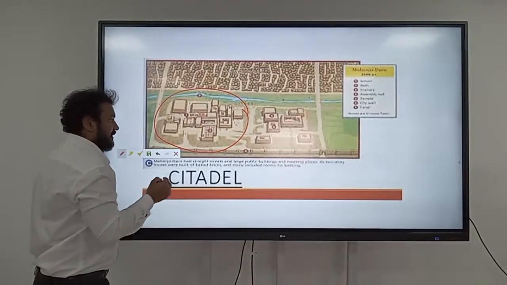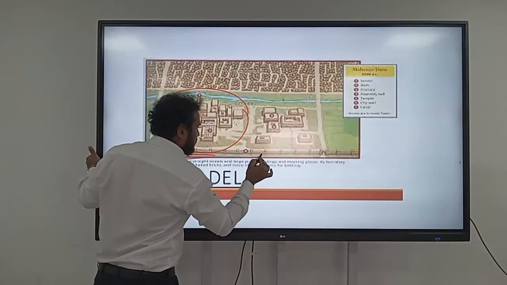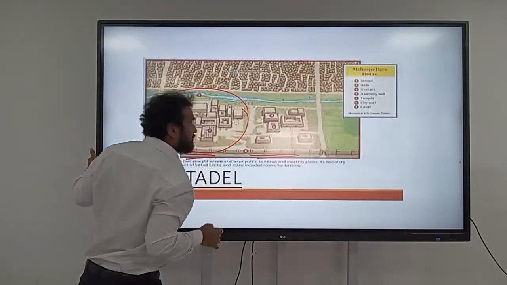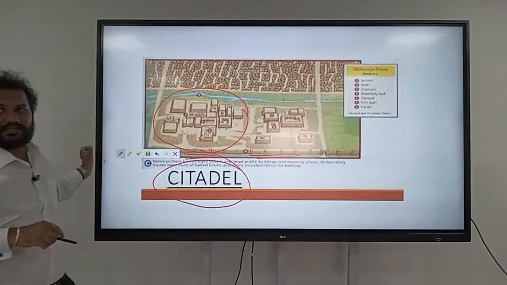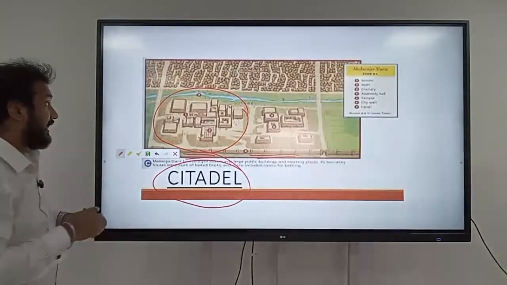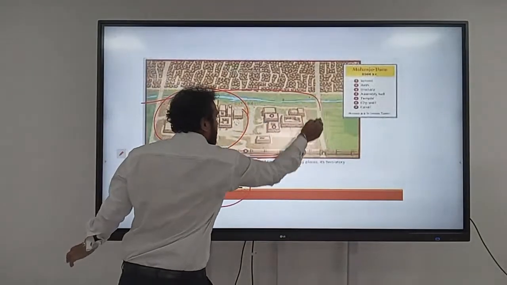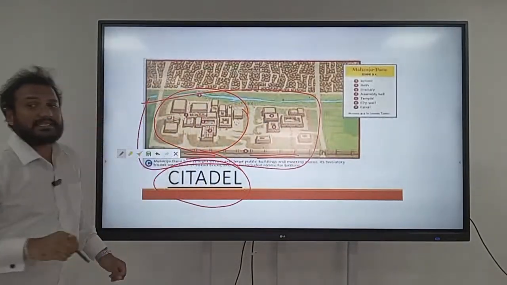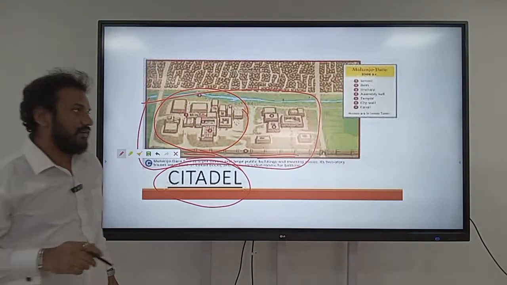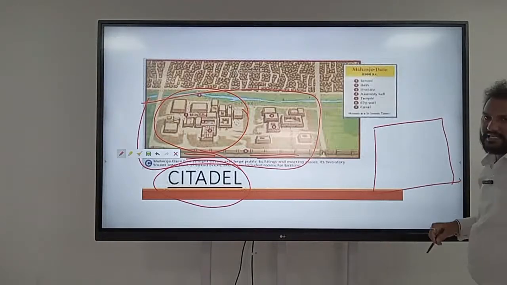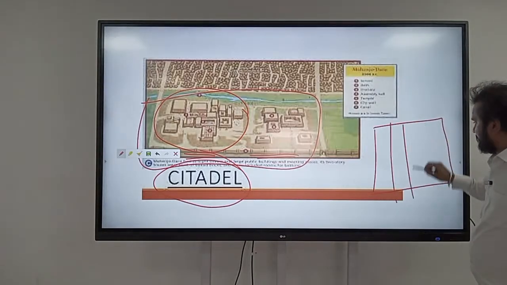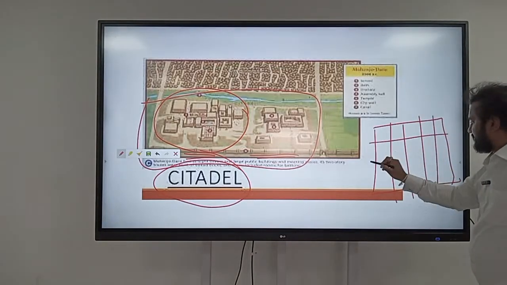Here if you observe, it is a little bit higher elevation, and here it is a little bit lower elevation. That is called the citadel. And this whole city was constructed in a rectangular grid pattern. For example, this is the whole city, and here it's like a grid pattern.